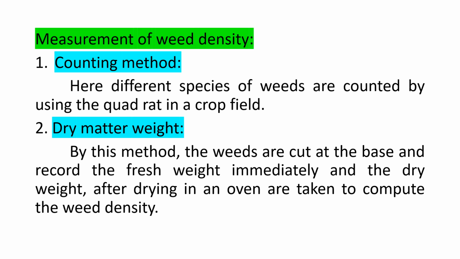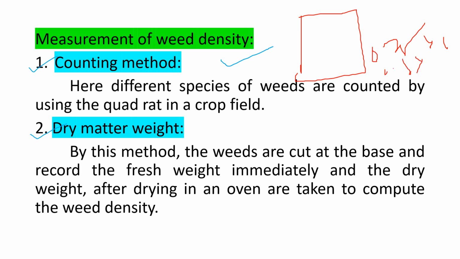So how do you measure the weed density of a particular area? There are two methods. One is the counting method, the other one is the dry matter method. In the counting method, you are going to take a quadrant of 0.25 by 0.25, or 0.5 by 0.5, or 1 by 1 square-shaped quadrant, and at about 5 to 10 random places in a field you are going to keep this quadrant, and count the number of weeds present in the quadrant.